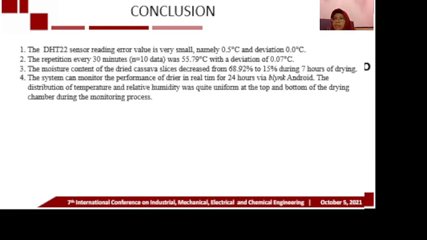68.72% to 70% during 7 hours of drying. The system can monitor the performance of the dryer in real time for 24 hours via Blynk Android. The distribution of temperature and relative humidity was quite uniform at the top and bottom of the drying chamber during the monitoring process.